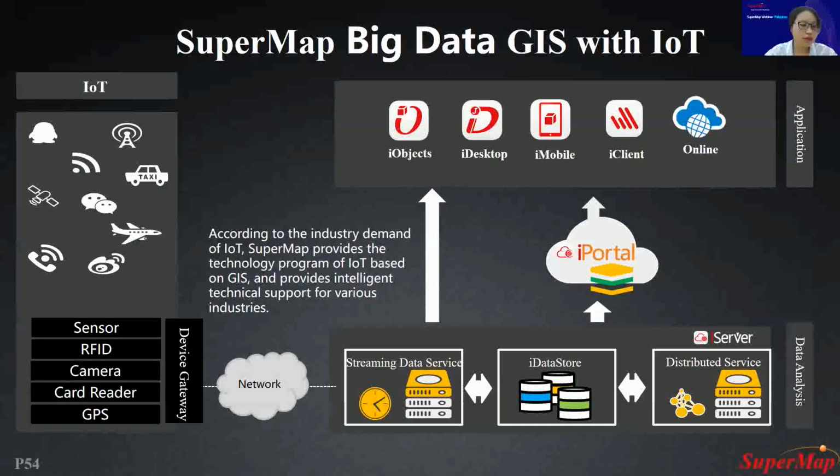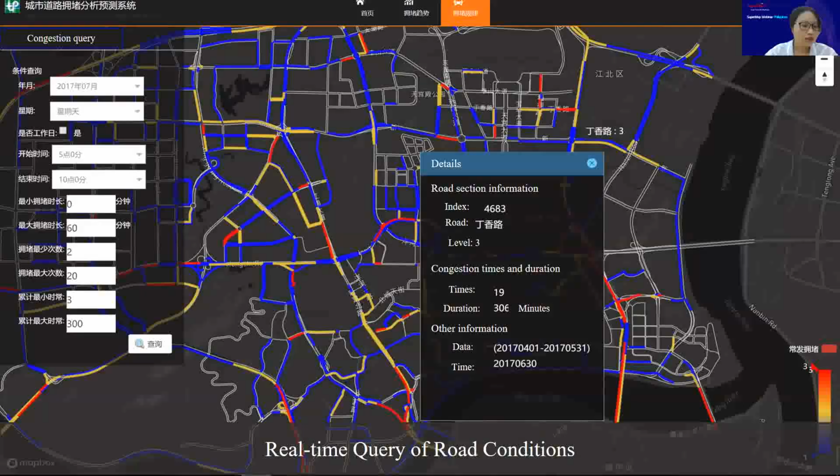Integrated with IoT technology, big data GIS can realize real-time monitoring through streaming data service and distributed service, as well as big data analysis. In this example, real-time query of road conditions is realized based on distributed storage and big data analysis by accessing real-time traffic flow data.